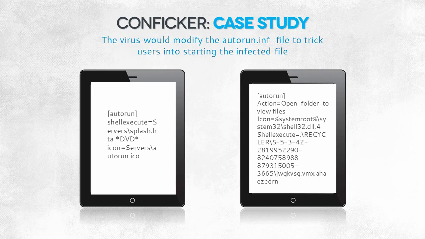Conficker has modified the auto-run file. You can see on the left-hand side a typical auto-run file. The right side shows a file that's been altered by Conficker. The virus referred to a system library to display the window shown before.